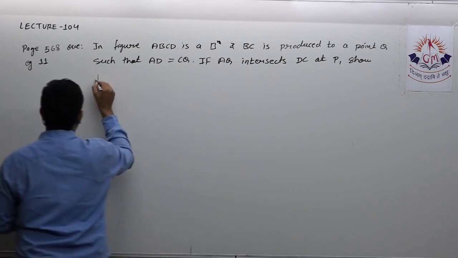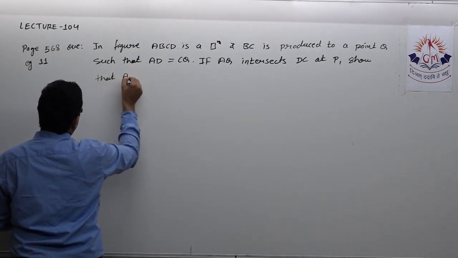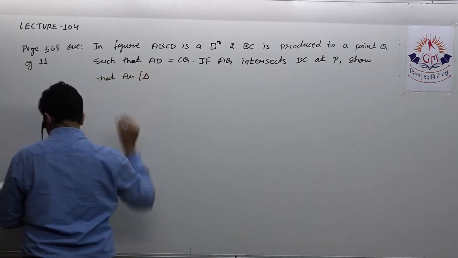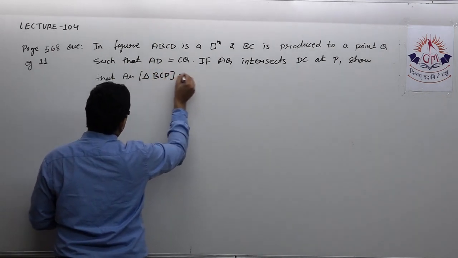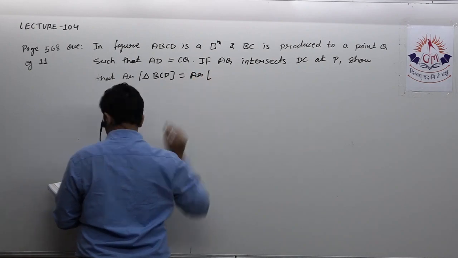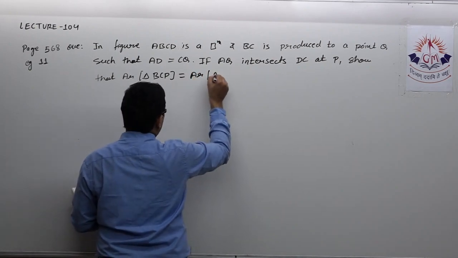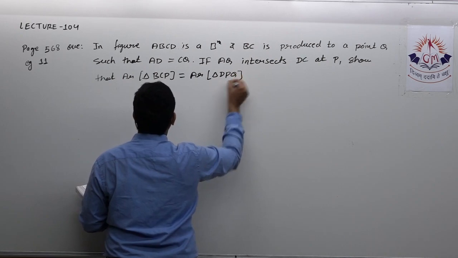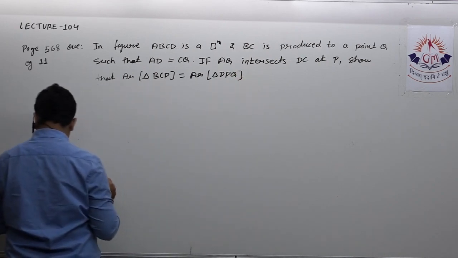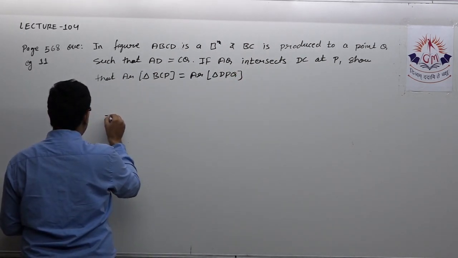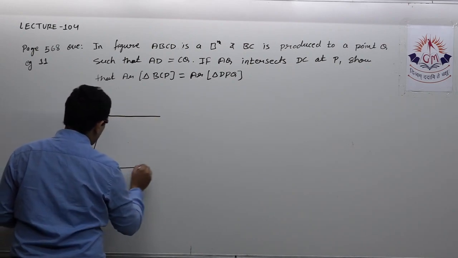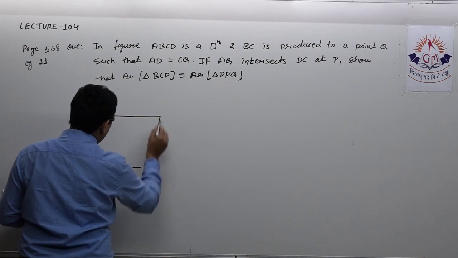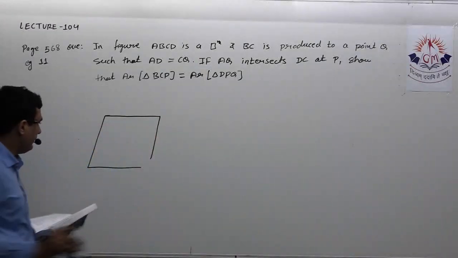show that area of triangle BCP is equal to area of triangle DPQ. Okay, diagram is given. ABCD is a parallelogram. So let us first draw the parallelogram ABCD. Okay, something like this is the diagram. ABCD is a parallelogram.